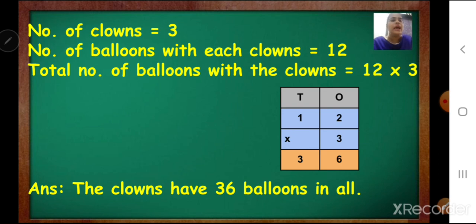Finally, write the answer. The clowns have 36 balloons in all. You are going to note this down in your maths classwork. Take a new page and note it down, children.